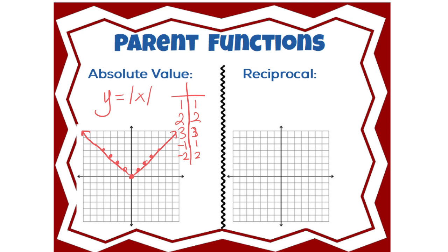So for tomorrow, you need to know that an absolute value is a V shape. You need to know that the slope of this is just up 1 over 1, up 1 over 1, up 1 over 1. And you just keep going up at that constant rate.